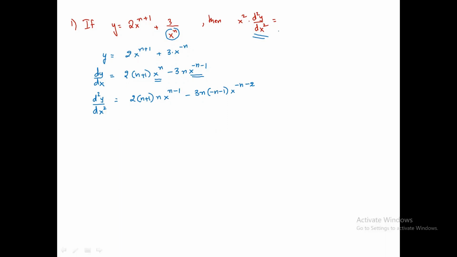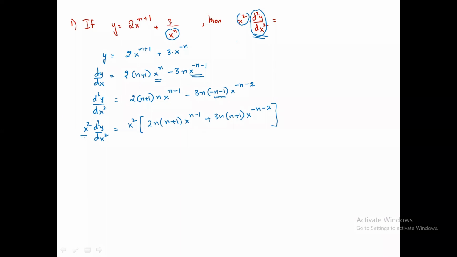But according to the question, the second derivative has to be multiplied with x square. So when you multiply the second derivative with x square, that means this side also you have to multiply both the terms, 2n into n plus 1, x power n minus 1. And then from here you can take minus common. So plus 3n into n plus 1, x power minus n minus 2. This is what we have.